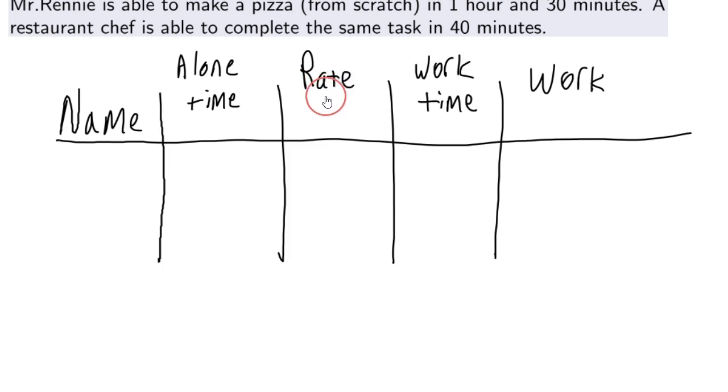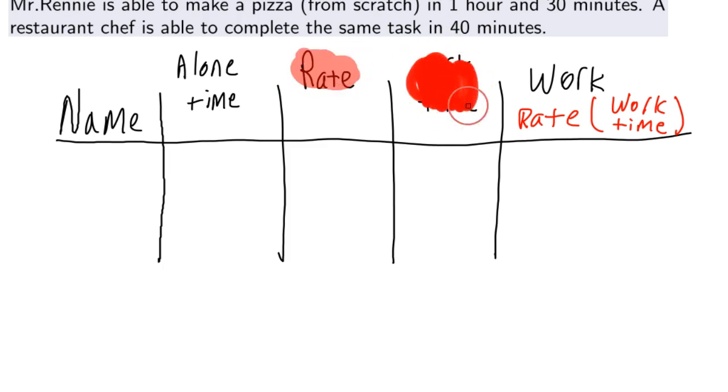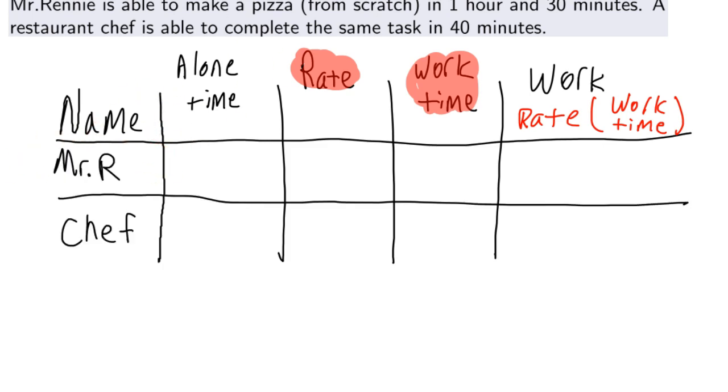Now, the rate of work is important because the amount of work that somebody does is always equal to the rate that they work at times the amount of time that they spend working. So really the idea here is that if we know the rate and the work time, then we can figure out how much work the person is actually doing and create an equation to solve for the rest of the problem. So I'm just going to set up our table real quick. And now that I have the table set up, I can start putting in the information that we know.